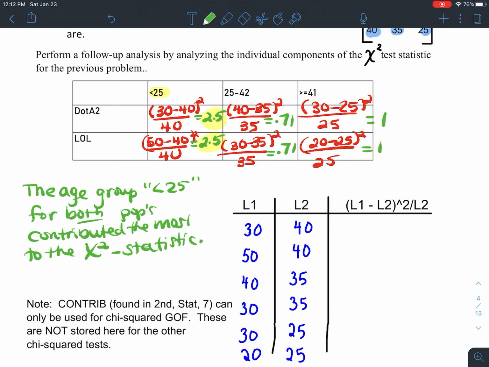Now, sometimes it's good to then take it just one step further. You can see this is the dot A. Okay, this contributed the most. This is League of Legends. The expected, or I'm sorry, this is my observed counts. These are my expected here. Okay, you can see that what was observed was 30, but what was expected was 40.